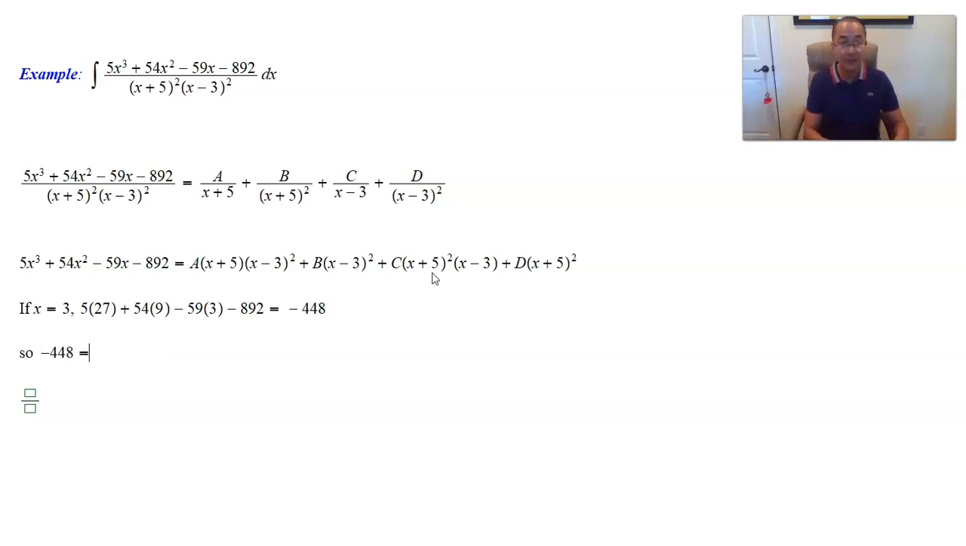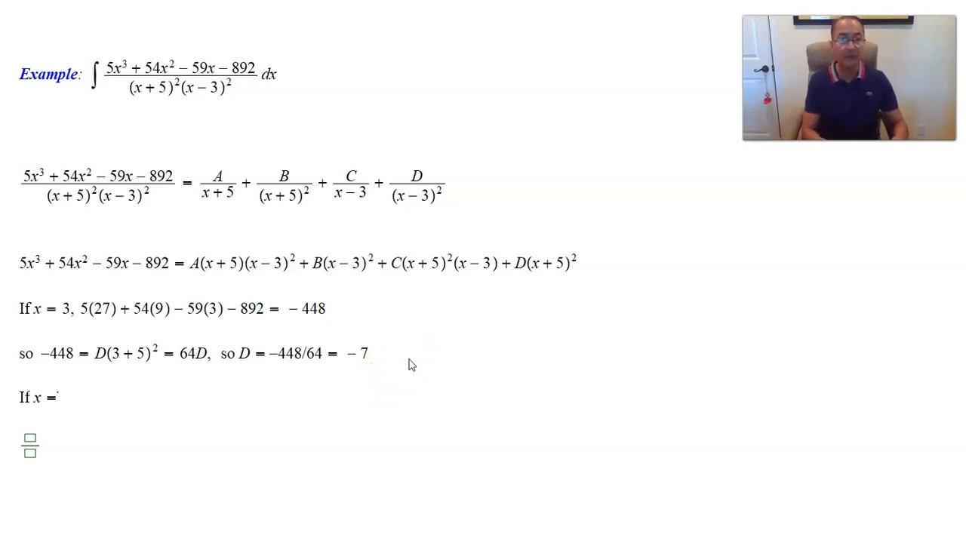And we said only D survives. D times 3 plus 5 squared, 64. And so D must be, and this one should work. Famous last words. Minus 448 over 64 gives us minus 7. Again, I rigged this problem so that all the numerators will come out to be nice integers. There's nothing wrong with fractions. It's just ugly. Okay, so that is for x equals 3.